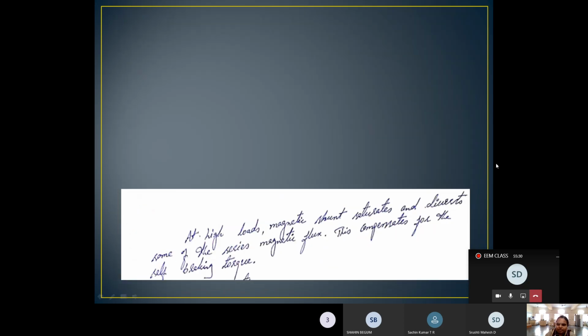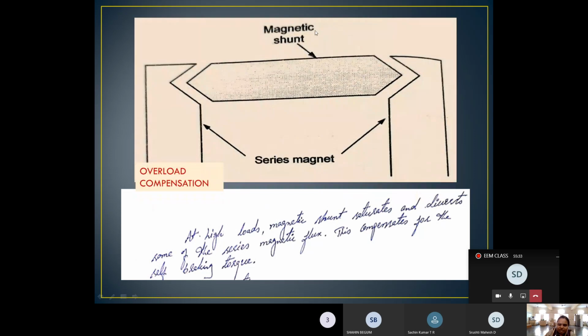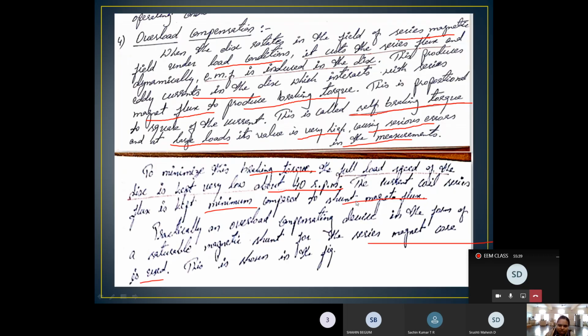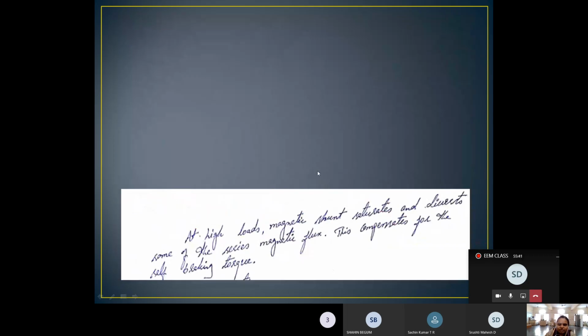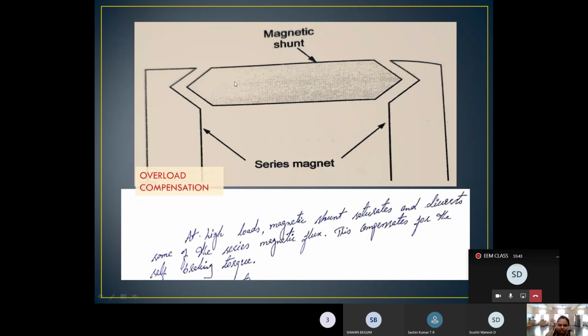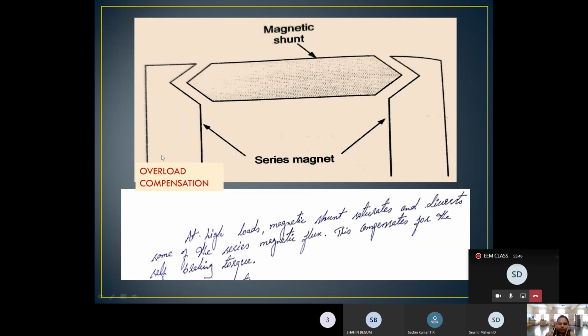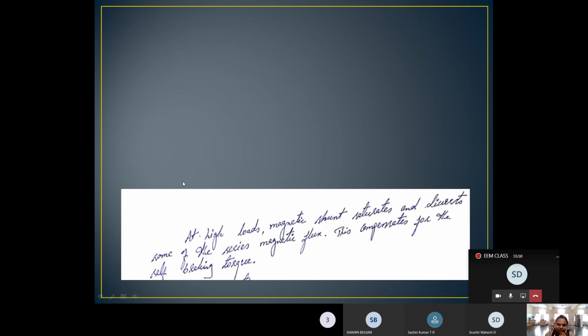How is it going to be done? Here this is a magnetic shunt. It is going to be connected in between the series magnet. We are going to use this design so that we can avoid this overloading. Overload compensation can be done.